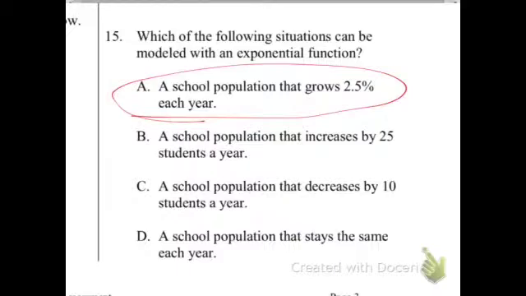And if you read the rest of these, they all follow an arithmetic or linear situation. Increasing by 25 each year, that's like a common difference of 25. Decreases by 10, that's just like subtract 10 every year. And then stays the same, that's just a horizontal line if you were to graph it. And so that's also linear. And that leaves us with A.